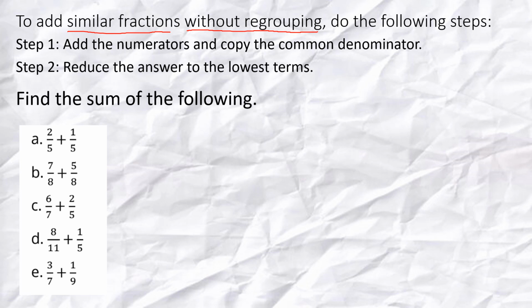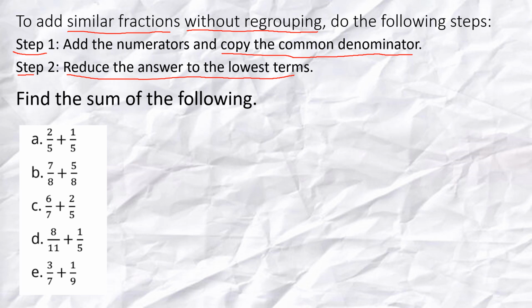So to do that, we need to follow the following steps. Step 1, add the numerators and then copy the common denominator. Step 2, reduce the answer to the lowest term if it is possible. Let's try letter A. So 2 over 5 plus 1 over 5.